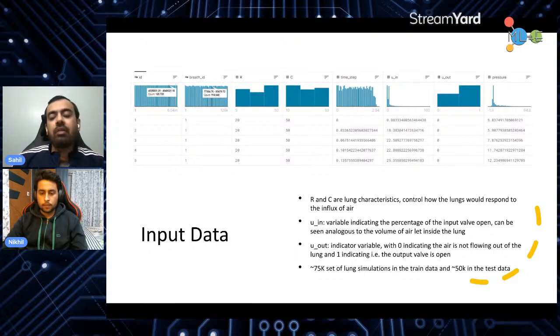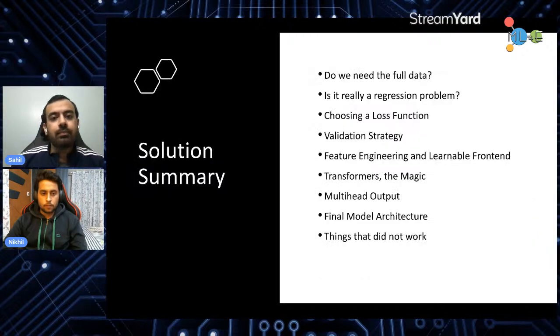Cool. So this was a brief about the data set, like what did the data look like? Now, this is how we plan on covering our solution. This is a gist of the different components and key points that we have in our solution. We'll go over each one of them in detail and try to explain as much as possible.